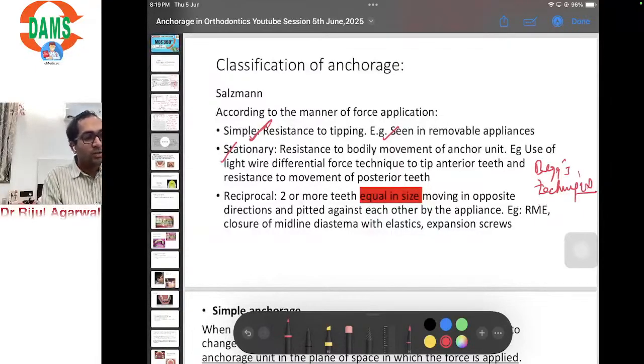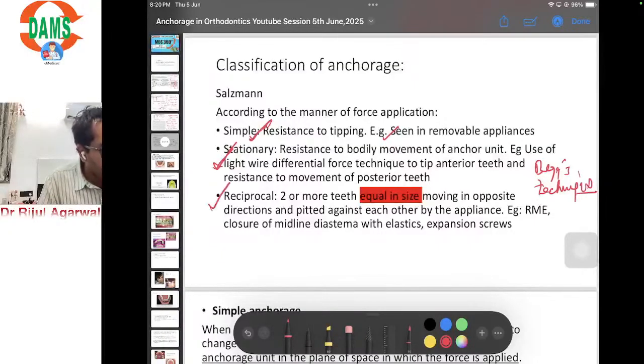What Raymond Begg used to say is that by tipping and uprighting, he was putting less stress on the posterior teeth so as to cause less anchorage loss, or less movement of them. That's why Begg's technique is an example of stationary anchorage, in which we just tip the anterior teeth and then upright, tip, upright, so as to have a bodily tooth movement.